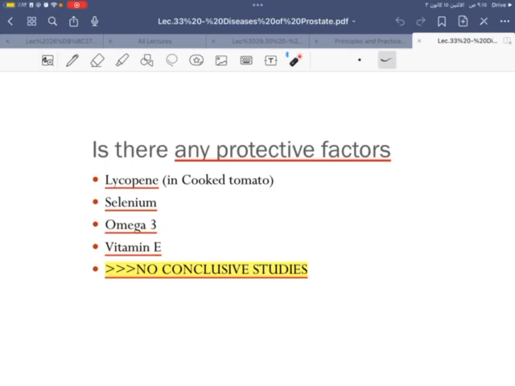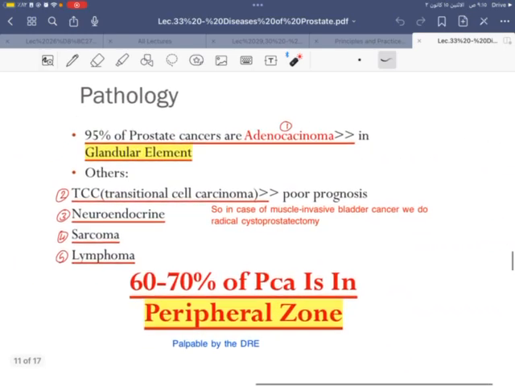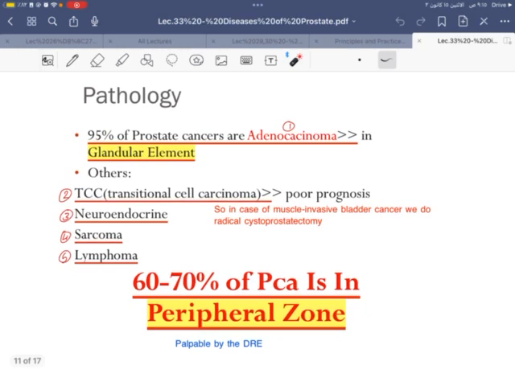95% of prostate cancers are adenocarcinoma, arising from the glandular elements of the prostate. There are other cancers like TCC, which has a poor prognosis, neuroendocrine, sarcoma, and lymphoma, which has a hematogenous route and metastasizes to the prostate. 60-70% of prostate cancer arises from the peripheral zone. That's why DRE can detect prostate cancer easily by digital examination.